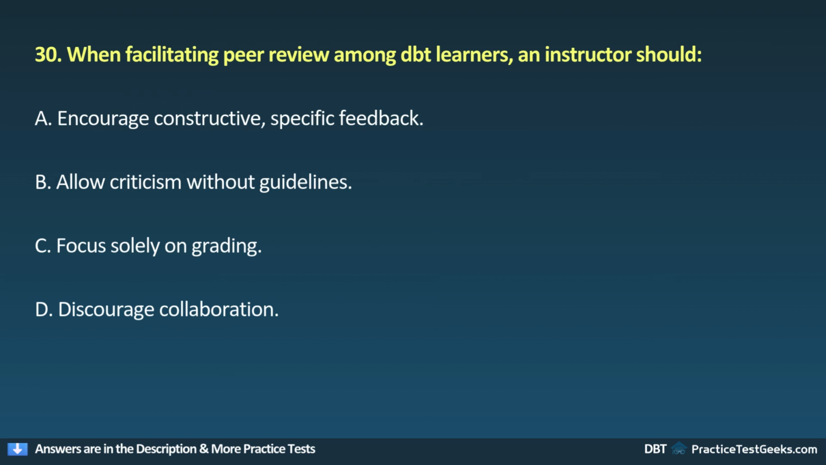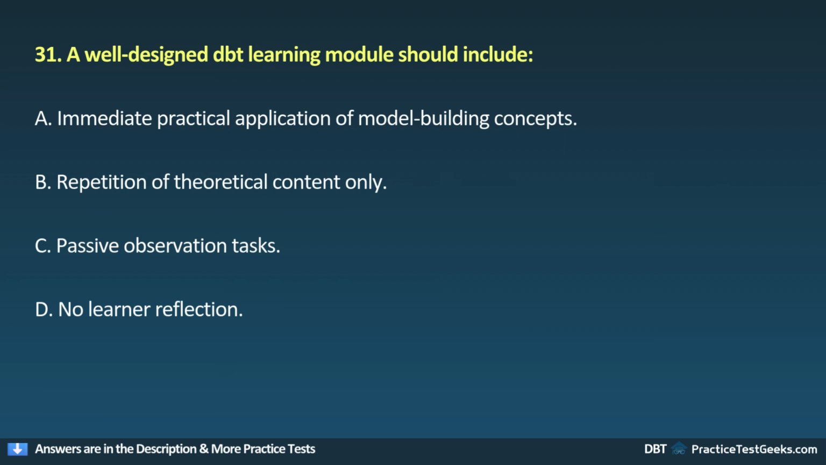30. When facilitating peer review among DBT learners, an instructor should: A. Encourage constructive, specific feedback. B. Allow criticism without guidelines. C. Focus solely on grading. D. Discourage collaboration.